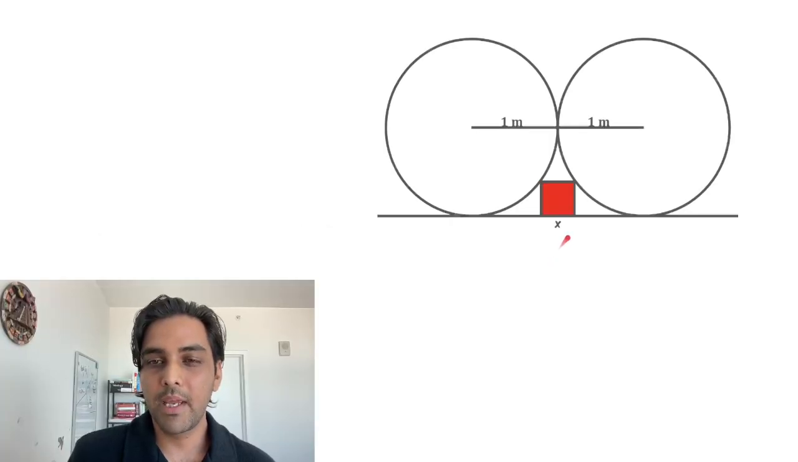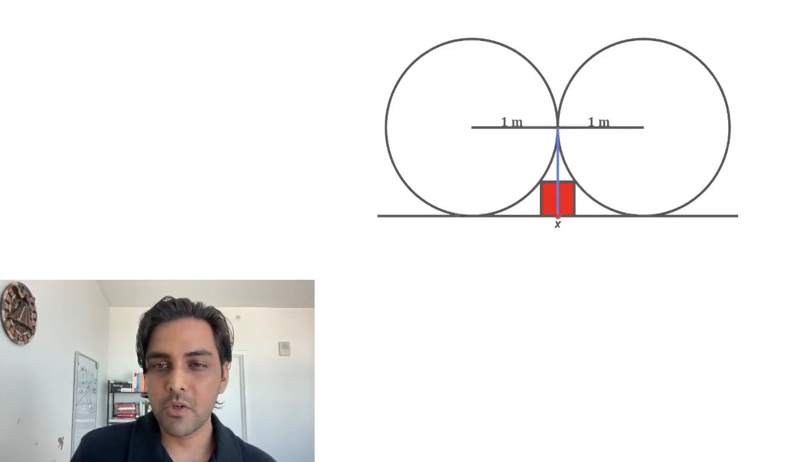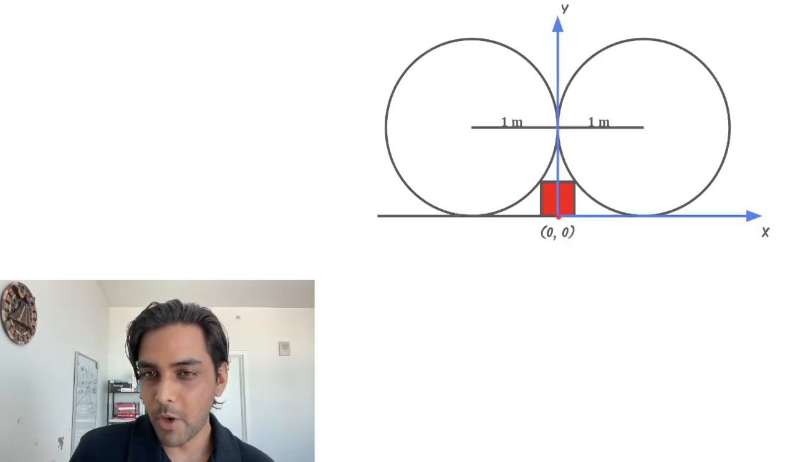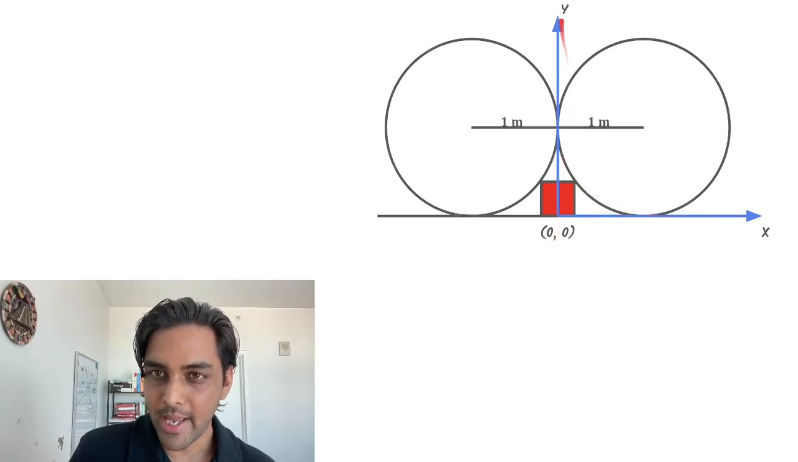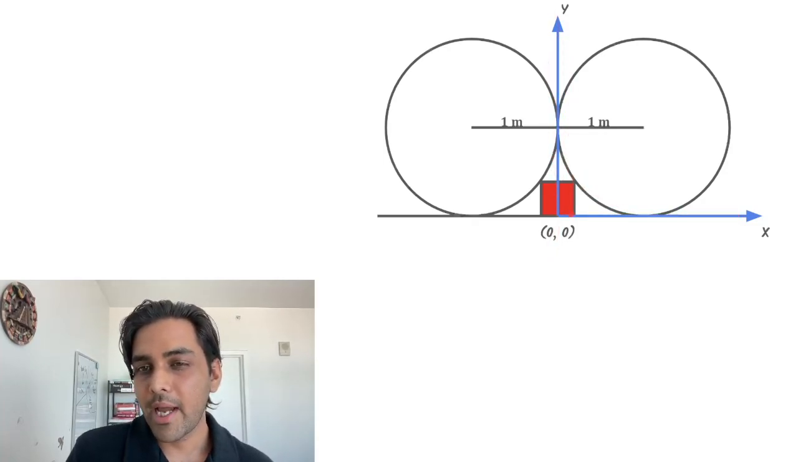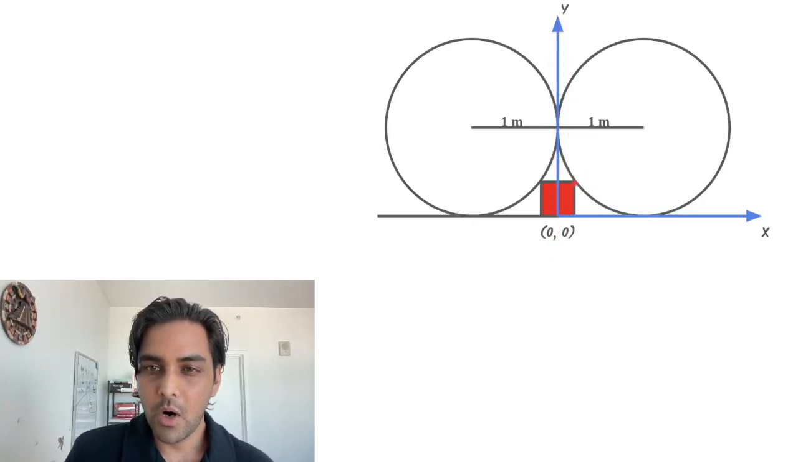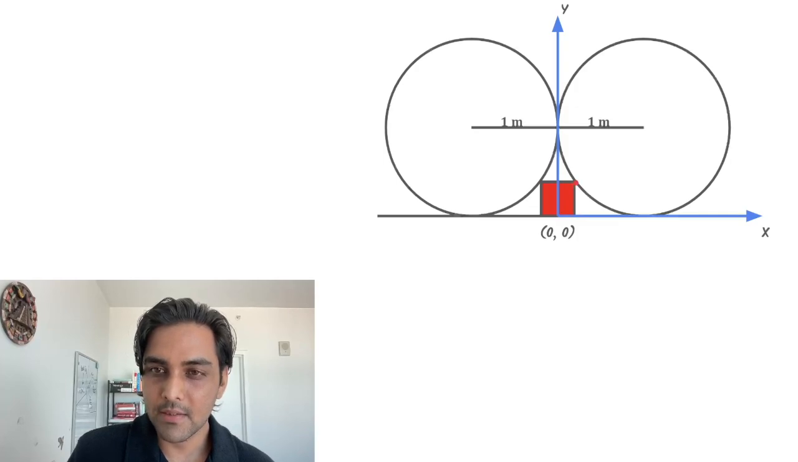Let's start from the beginning and label this side of the square as x. Let's drop a perpendicular from this point to the floor. Now if we draw coordinate axes such that this point is the origin, then this point becomes 0, 0, and we have an x-axis here and a y-axis here. Because the square lies in the middle of these two circles, the coordinates of this point are going to be x divided by 2 on the x-axis and x on the y-axis. So we have x divided by 2, x.